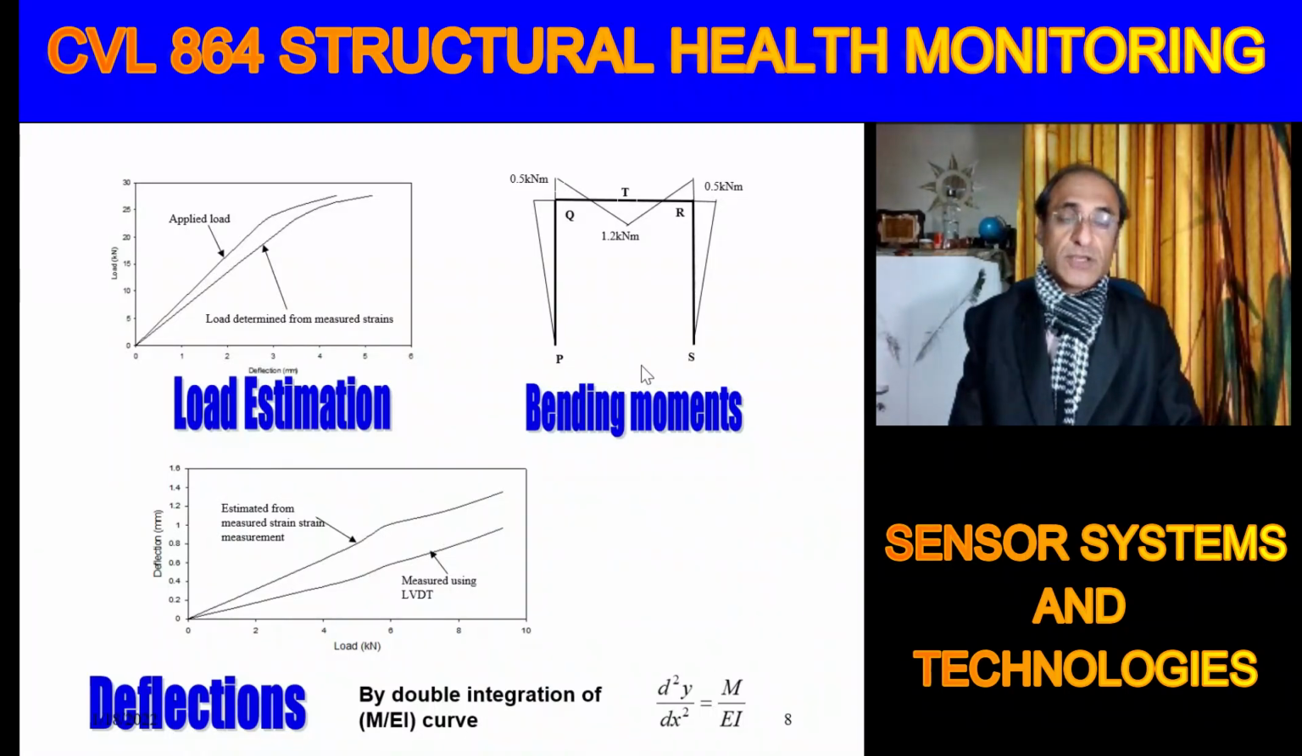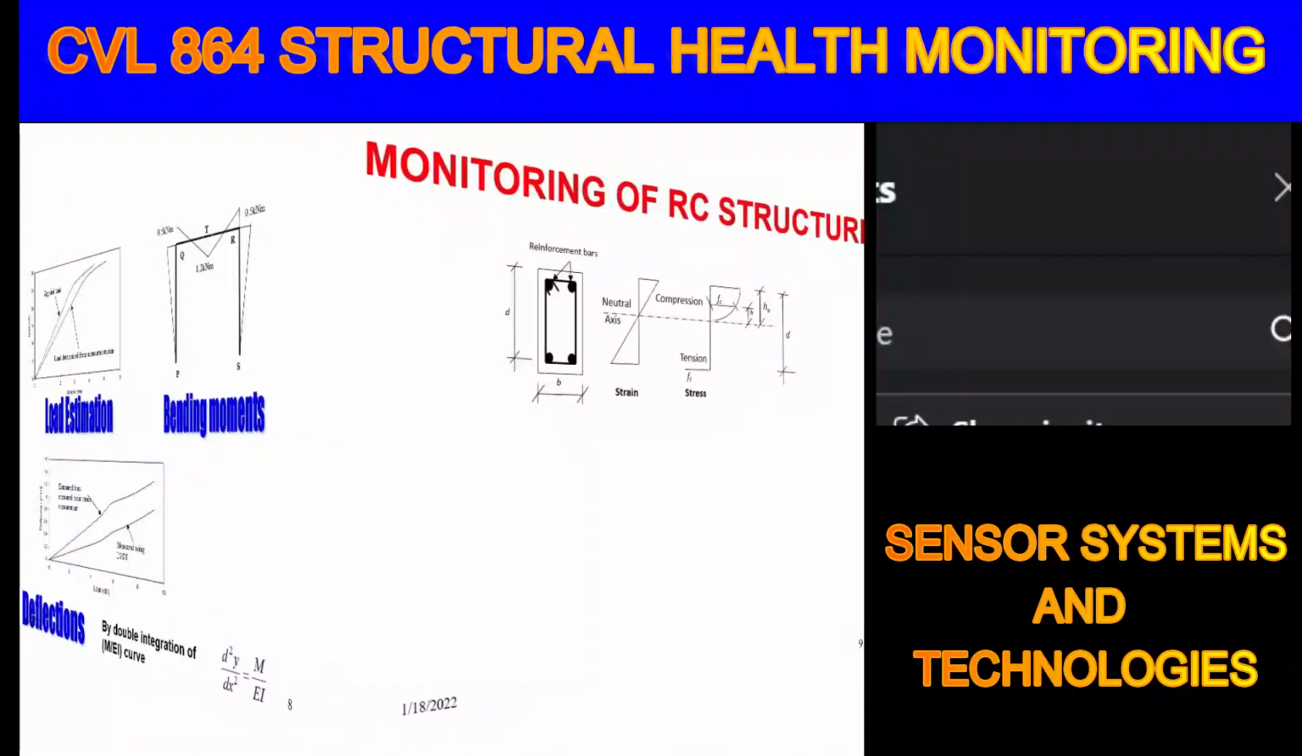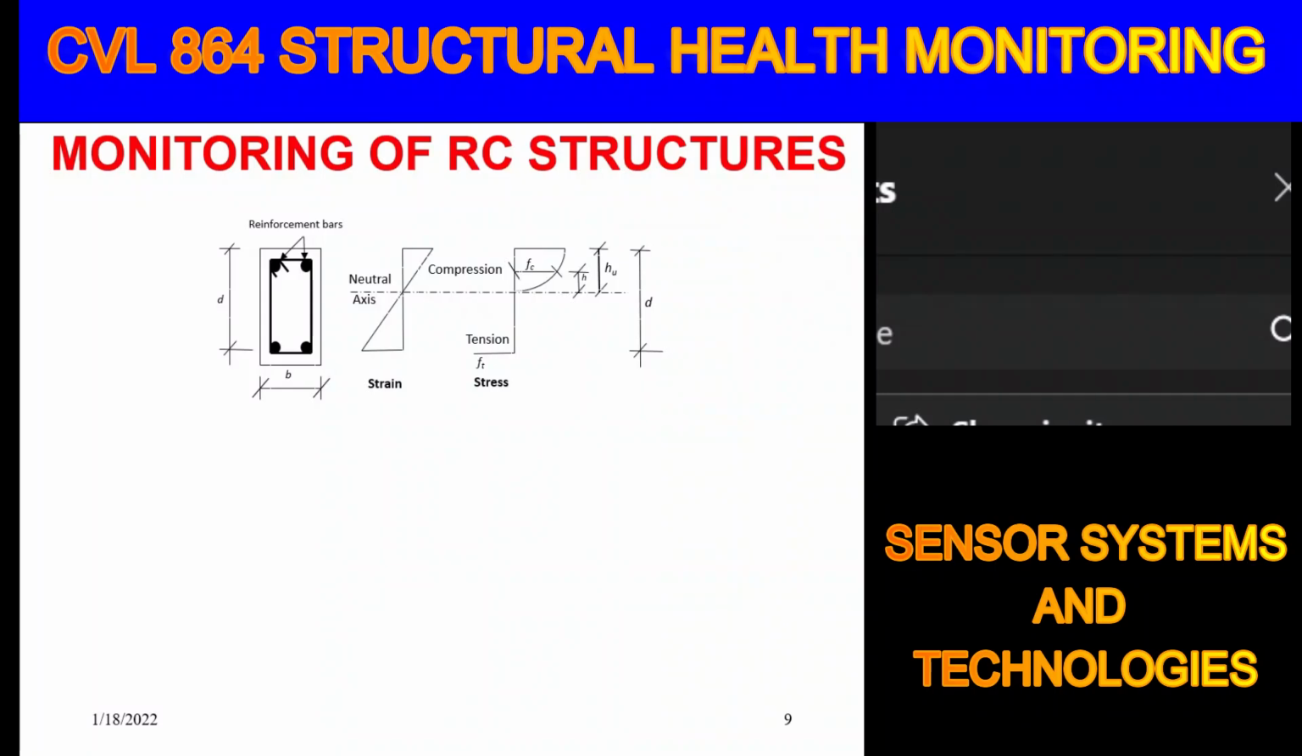So we'll just wait for 1 or 2 slides where we disclose a very simple principle of structural analysis that we use. And finally, if we have the bending moment with us, then simply by the double integration of the bending moment, we can even get something like deflection. So this is what is possible by strain measurement. So similarly, we can do the monitoring of the RC structures also.